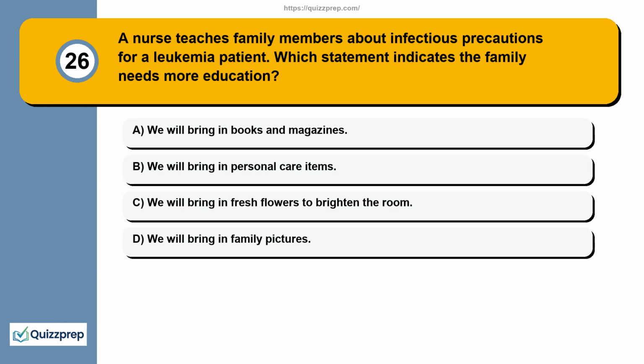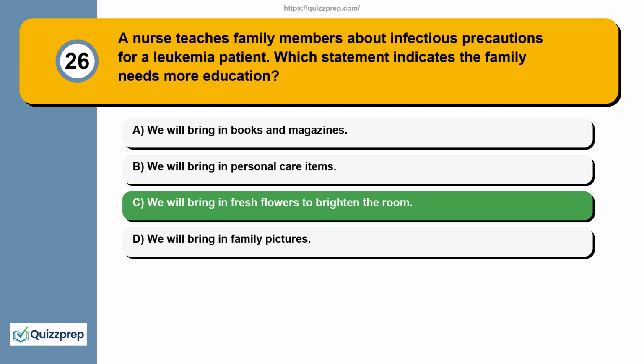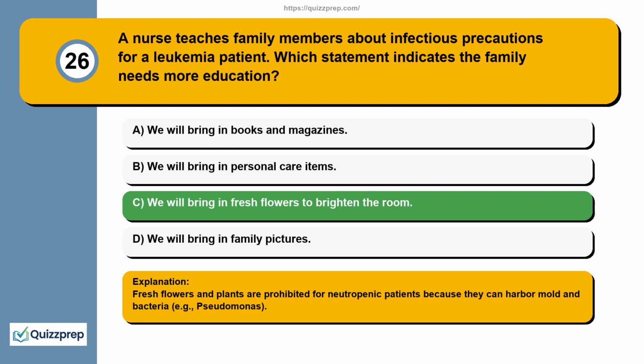Question 26. A nurse teaches family members about infectious precautions for a leukemia patient. Which statement indicates the family needs more education? We will bring in books and magazines. We will bring in personal care items. We will bring in fresh flowers to brighten the room. We will bring in family pictures. Fresh flowers and plants are prohibited for neutropenic patients because they can harbor mold and bacteria, for example Pseudomonas.